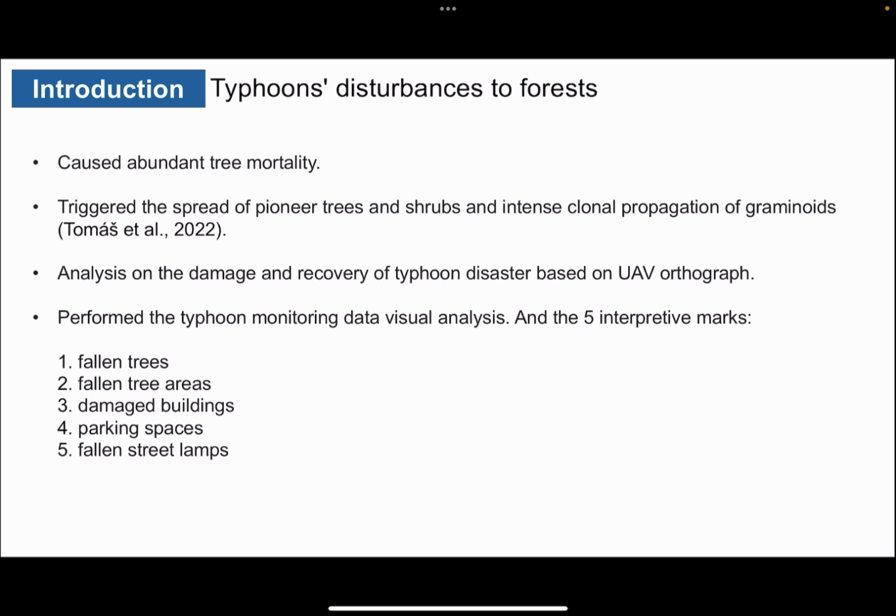And how do we analyze the damage and recovery from typhoons? To study the damage, we use UAV imagery. By using this technology, we can create high-resolution images to visually identify and measure the damage caused by typhoons. And here are our 5 interpretive marks: fallen trees, fallen tree areas, damaged buildings, parking spaces, fallen street lamps.